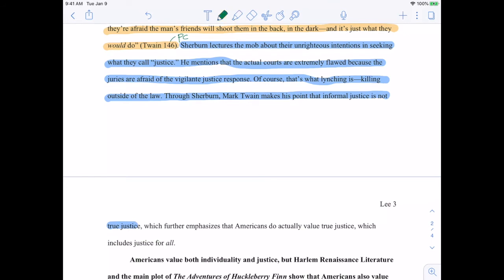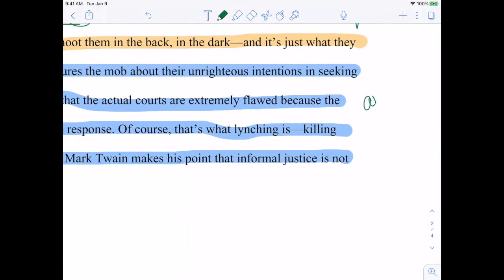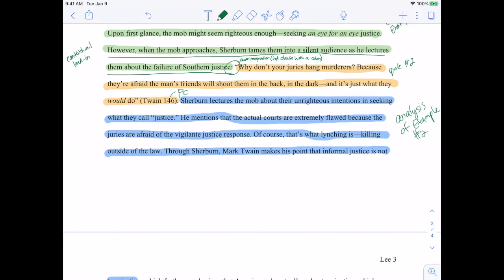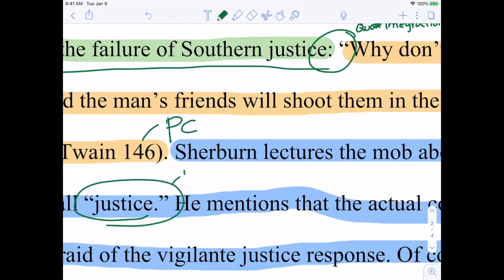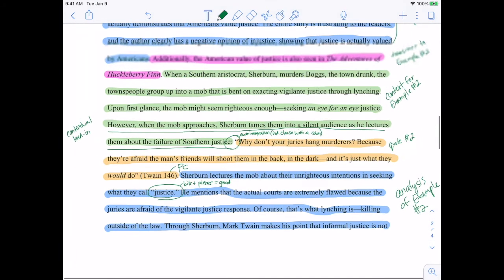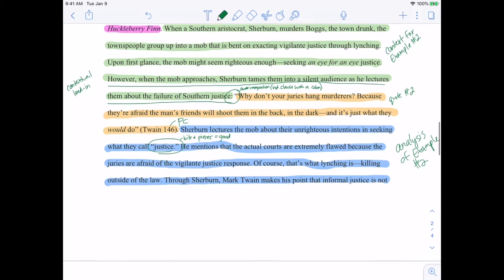Okay. This part, again, is analysis of example number 2. One thing I think is important, too, is you notice that I pulled little pieces of the quote out. In particular, I pulled out the word justice there. In fact, that's a really good thing to do. Using bits and pieces of the overall quote within your analysis is a good thing to do because that is what analysis is, as we've talked about in class. Okay, so there's the analysis for example number 2.